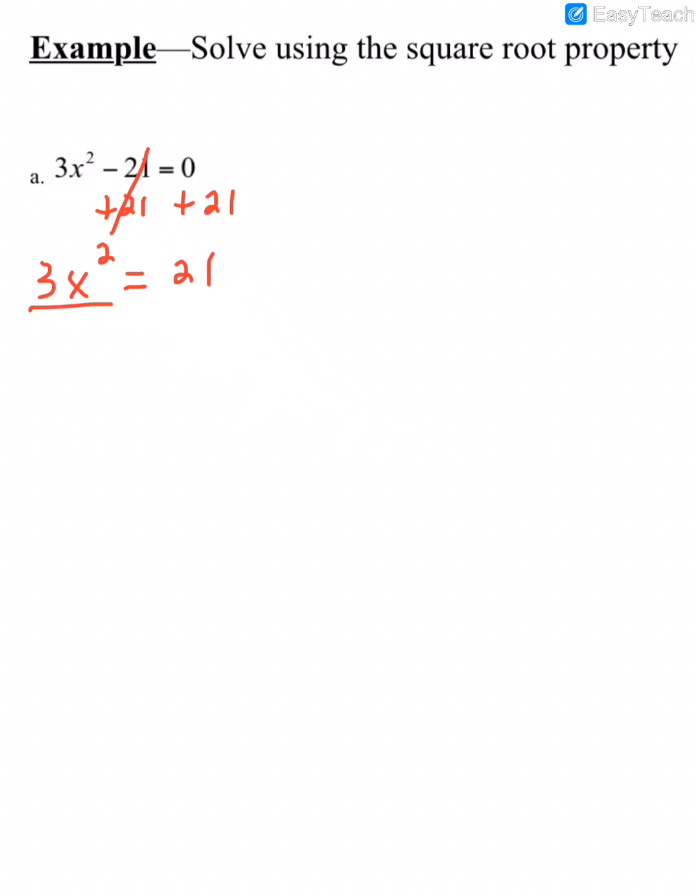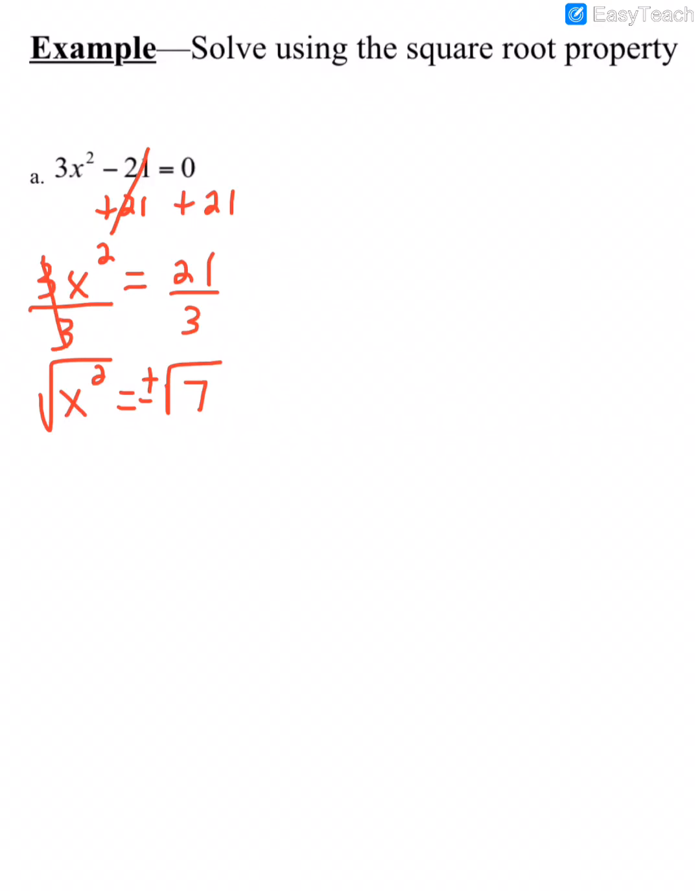And then I need to divide by 3 because I got to get that x squared by itself before we do the square root method. Okay, so now that it's by itself, we can take the square root of both sides. And when we take the square root of both sides, because we're dealing with a square, we need to put plus or minus in front, because we're going to have a positive and a negative root.